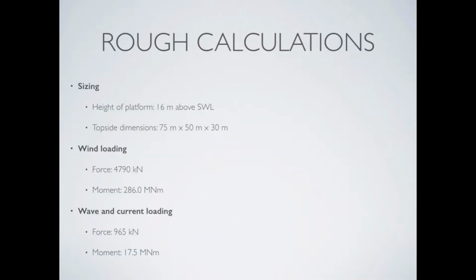Rough sizing and load calculations have been used to develop our initial topside and substructure designs. Initial values for wave loading were found using linear irregular theory, whereas the wind load was calculated using Morrison's equation. We will further improve these figures using CFD analysis and higher order theories.